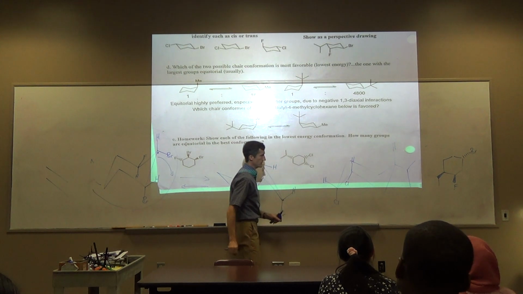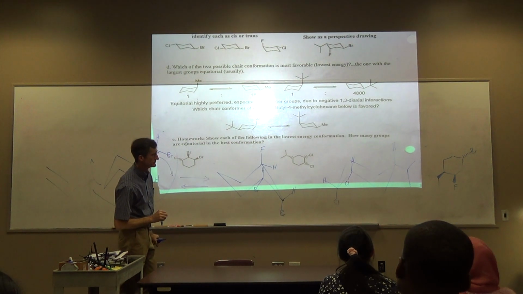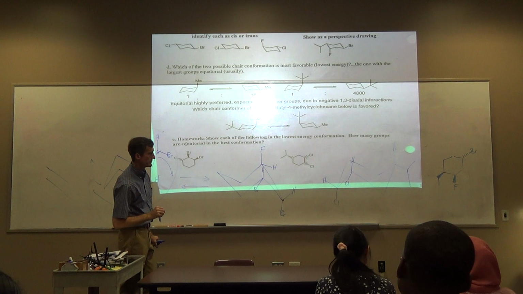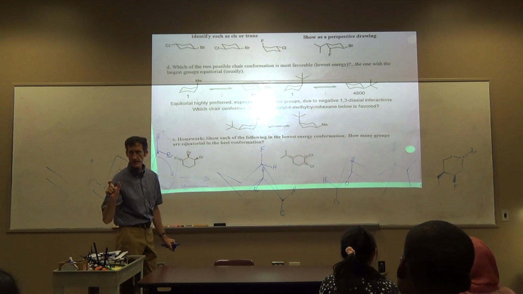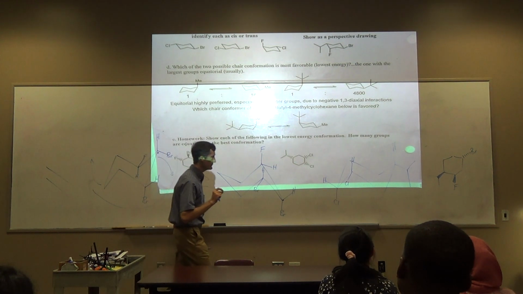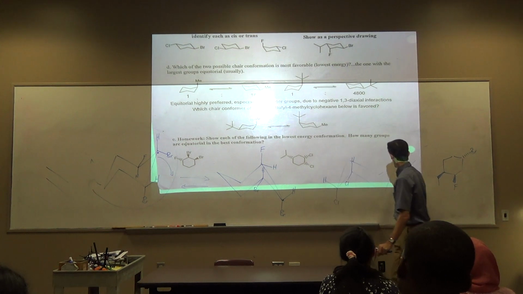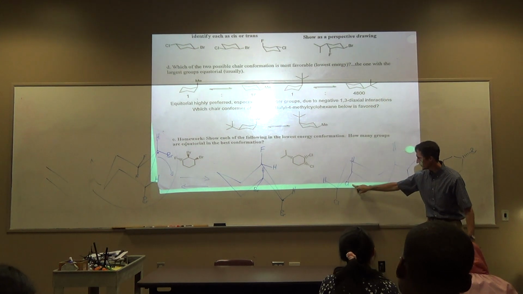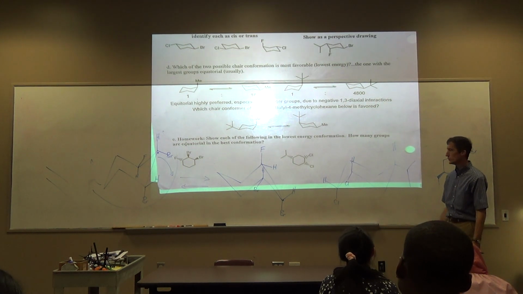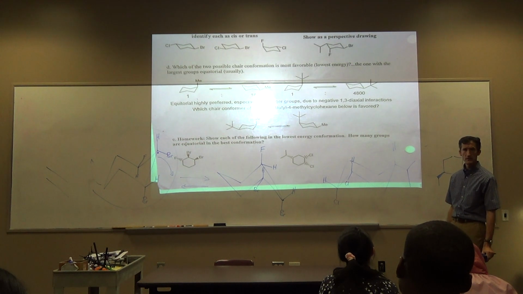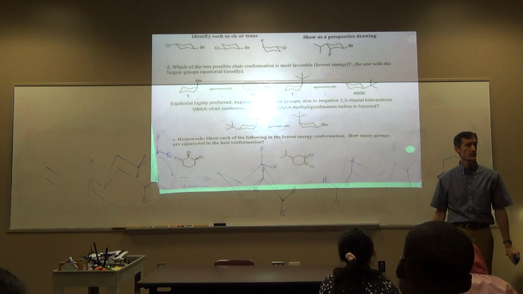Everything there is cis. Is that the best? Yes. It actually is. Why? Because if I do a ring flip, here I have 2 equatorial and 1 axial. If I do a ring flip, what would I have? 2 axial, 1 equatorial.